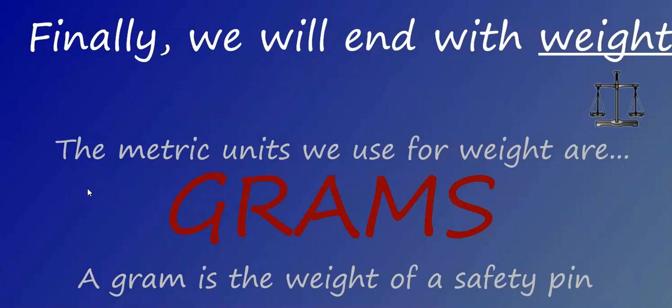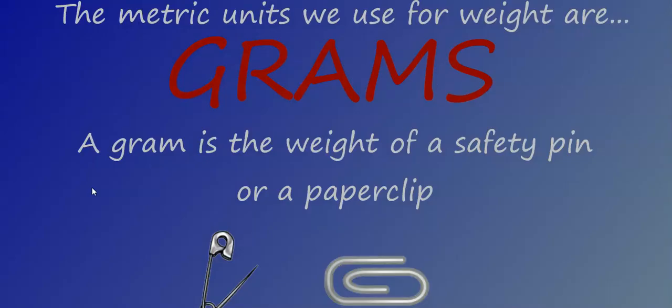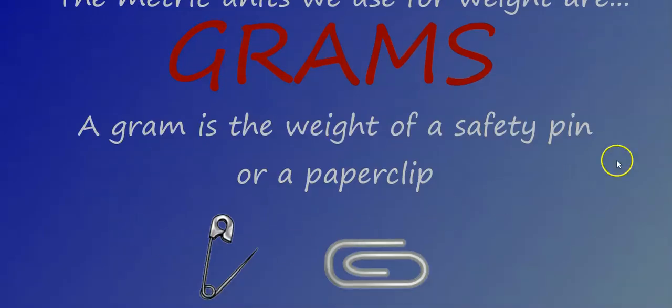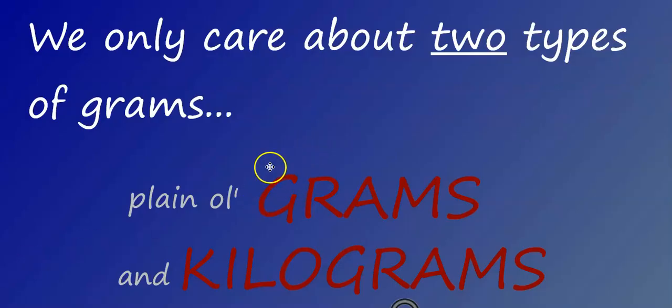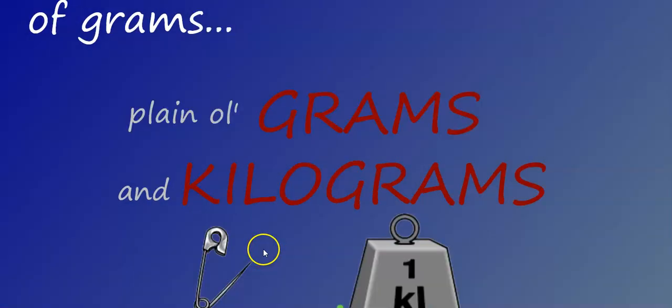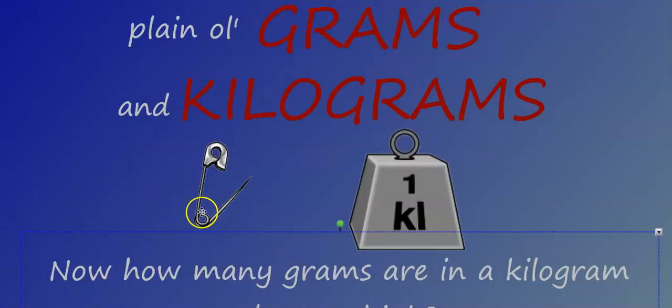Finally, we end with weight. So we just finished doing the metric units we use for weight are grams. And we know a gram is the weight of a safety pin or a paper clip. Remember we talked about that? Absolutely, we talked about that. They were very small. Grams are small, whereas if you go to a kilogram, all right, so we're thinking about only these two, grams and kilograms. All right, so we have our paper clip here, and it would take how many grams to make a kilogram?